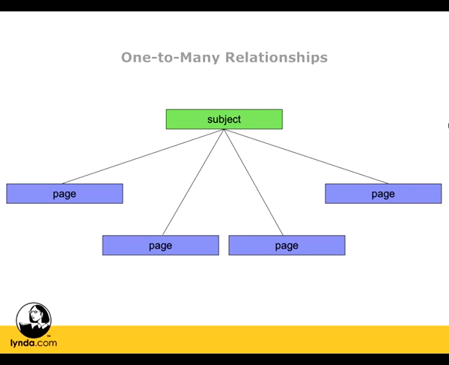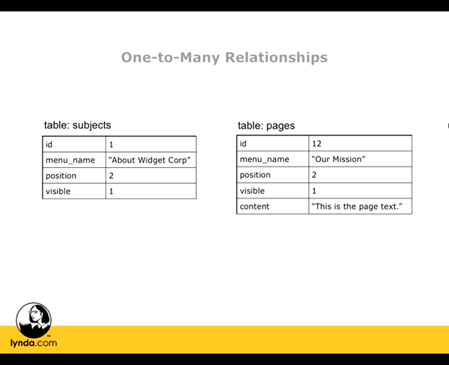So how do we actually apply this one-to-many relationship to our database? Right now, we have a table of subjects that has an ID, a menu name, position, and visible. And we have pages that has ID, menu name, position, visible, and content. There's no relationship between the two right now. We can find something in the subject table, we can find something in the page table, but there's no way for us to know which pages belong to the subjects.